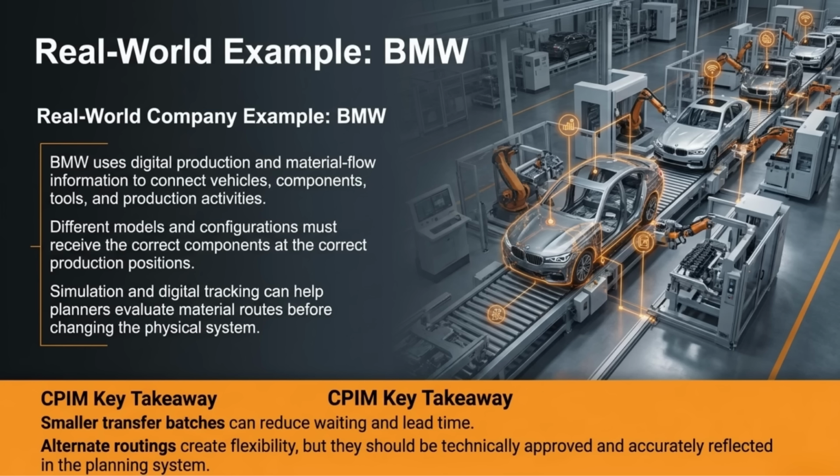CPIM key takeaway: smaller transfer batches can reduce waiting and lead time. Alternate routings create flexibility, but they should be technically approved and accurately reflected in the planning system.